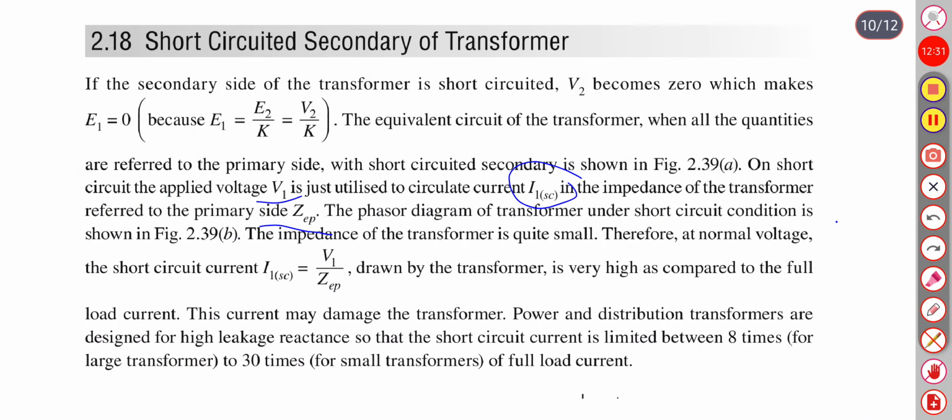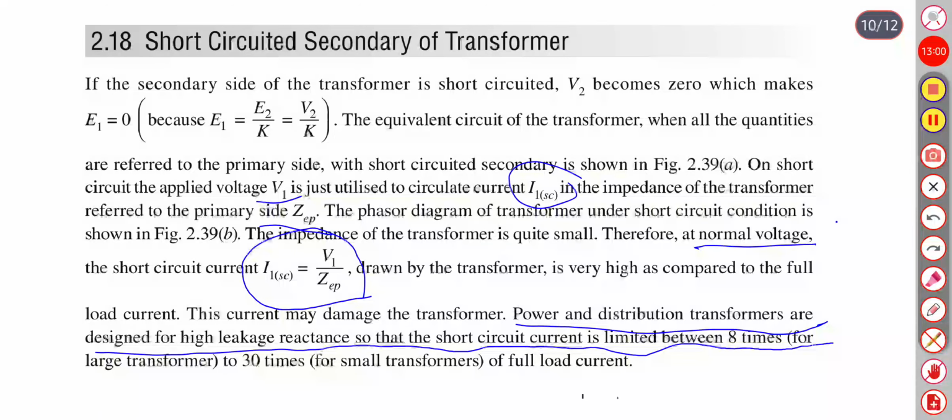Now, at normal voltage, the short circuit current I1SC, which will be V1 upon ZEP, drawn by the transformer is very high as compared to the full load current. This current may damage the transformer. Power and distribution transformers are designed for high leakage reactance so that the short circuit current is limited to 8 times the full load current for a large transformer and 30 times for a small transformer. This is the main important point.